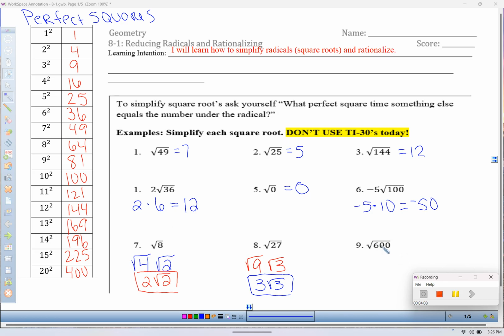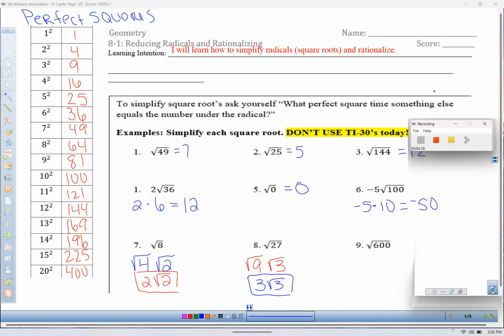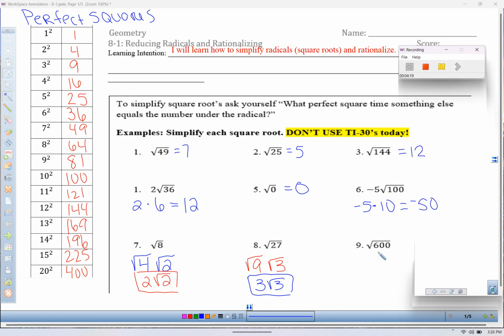We need to look and see, can the square root of 600 be found neatly? If you took your calculator and put the square root of 600 in it, you're going to find a decimal. It's not going to come out neat. So we need to simplify it by finding the largest square that can go into it.